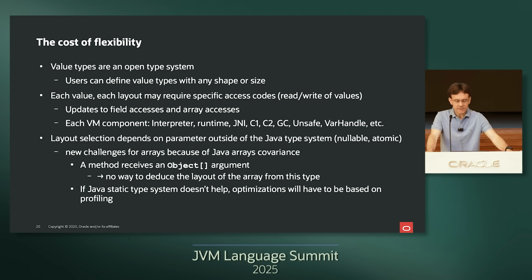Value types are an open type system. Users can define value types with any shape and any size. Each layout may require specific access code. This is a set of the instructions we are using to read and write those values. And we need to support that in all field accesses and array accesses. Each component of the VM has to implement them: the interpreter, the runtime, JNI, C1, C2, sometimes these things involve Unsafe, VarHandle. All have to adapt to those new layouts.